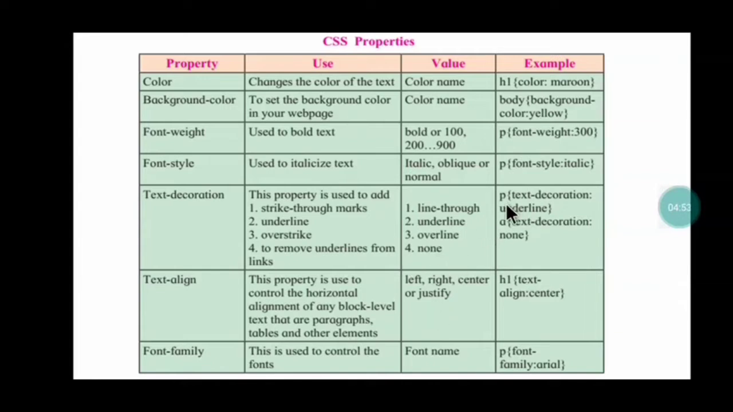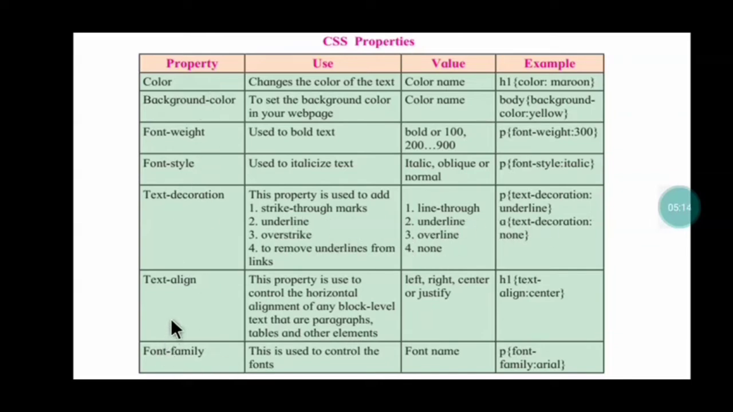Examples are given here. Paragraph, in the brace bracket text dash decoration underline, means here you will get an underline on the text. Next, the A tag is used, and here text decoration none means you will not get any underline on the text. There will be no effect, there is no decoration.